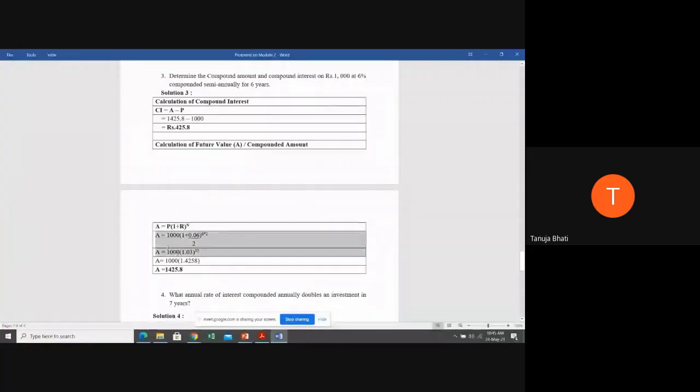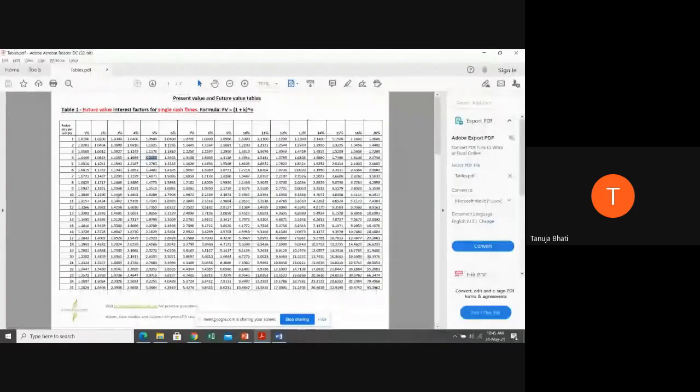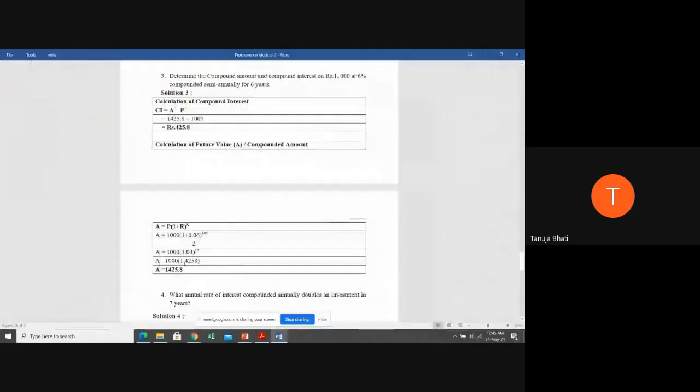Now, again, how do you find out this? Simply go to the table. 3% for 12 years, it is 1.4258. So 1.4258 into 1000, you get 1425.8 as your future value. This you have to substitute here. 1425.8 minus 1000, which gives your compound interest as rupees 425.8. So did everyone understand problem number 3?